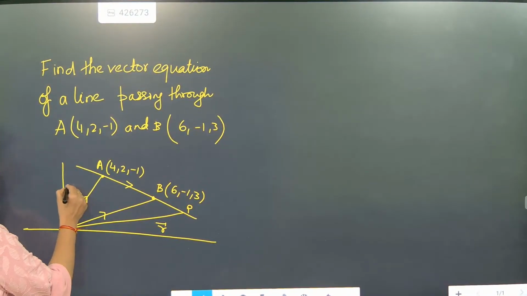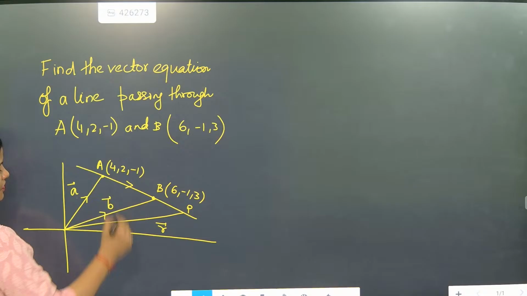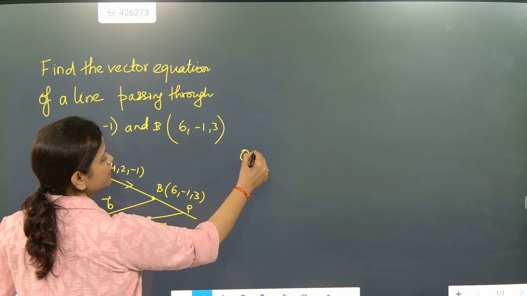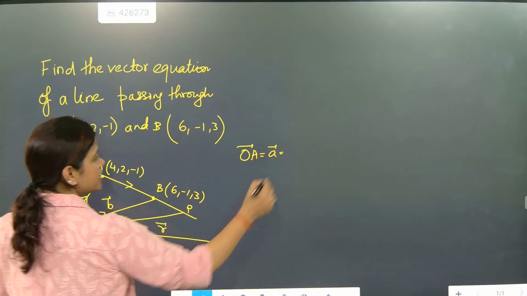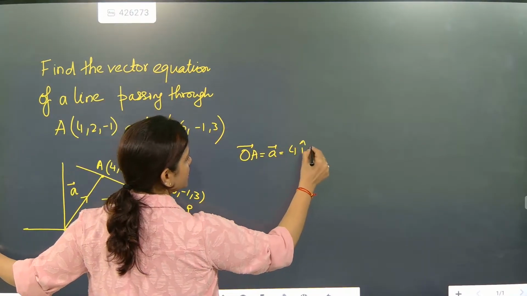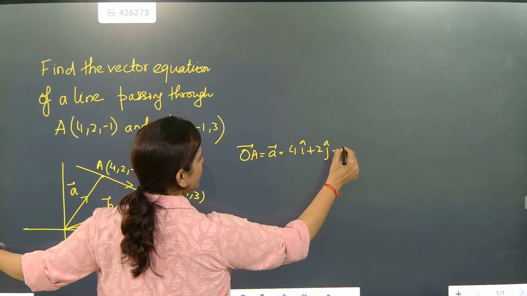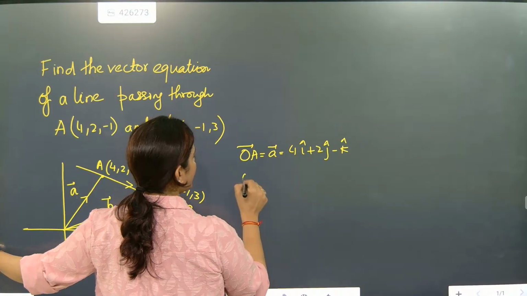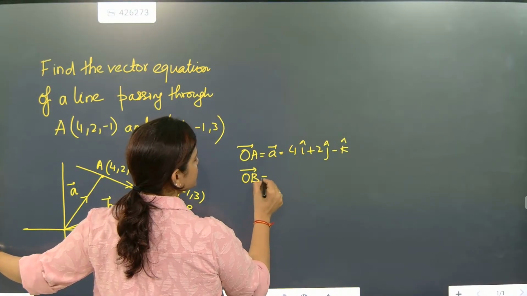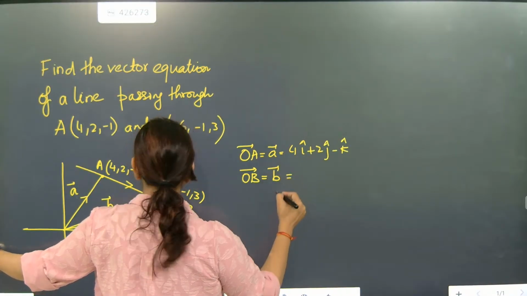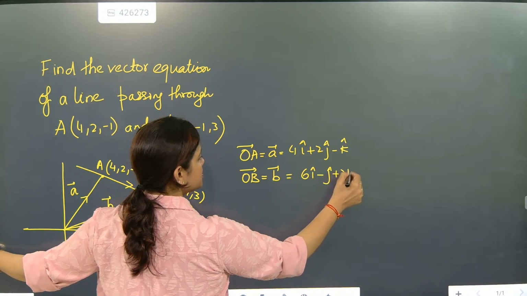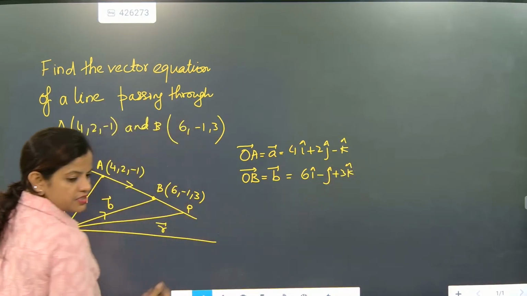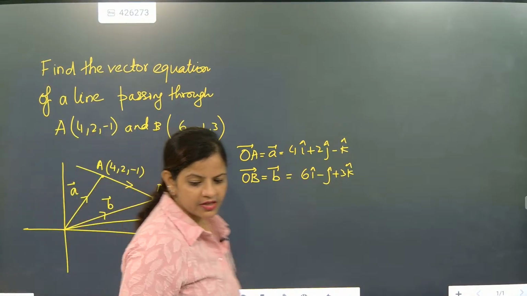Now only one thing you have to do. This part is A vector, this part is B vector. So OA vector will be A vector, written as 4i plus 2j minus k, and OB vector is considered as B vector, written as 6i minus j plus 3k. Done? Now how are we going to write the resultant?